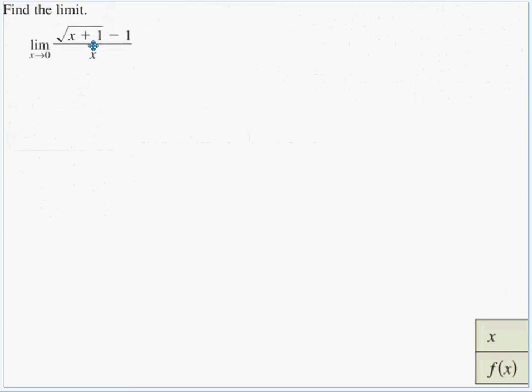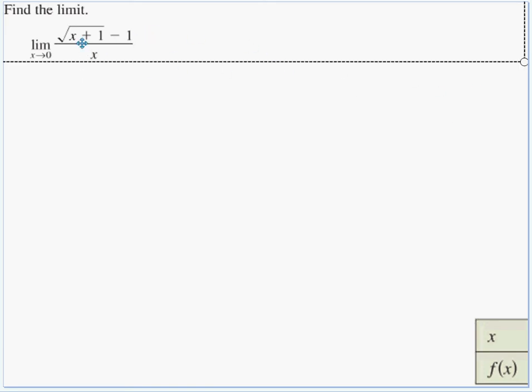Example 3, here's a limit. What do we do first? Direct sub. The 0 jumps in here under the radical. 0 plus 1 is 1, and the root of 1 is 1, so that numerator is 1 minus 1, or 0. Direct subbing in the x, we also get another 0. So there we have indeterminate form. We're going to have to try something else.